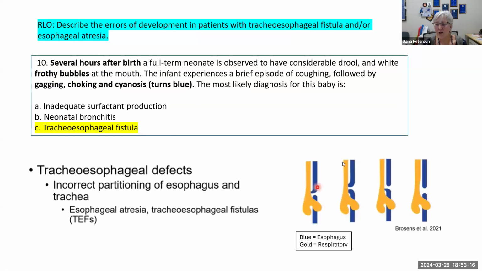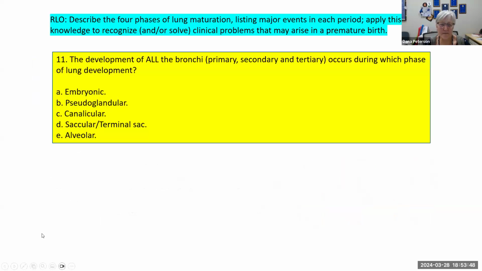I'm just calling your attention to, I think, again, this might have been Dr. Carriger that went over this information with you. So a tracheoesophageal fistula, remember that here in blue, that's the esophagus, and the entire respiratory system is a small little bud, or what we call the respiratory diverticulum, a little outgrowth that then generates the entire respiratory system, which is amazing. So you guys did great on that. So we'll move to the next question.